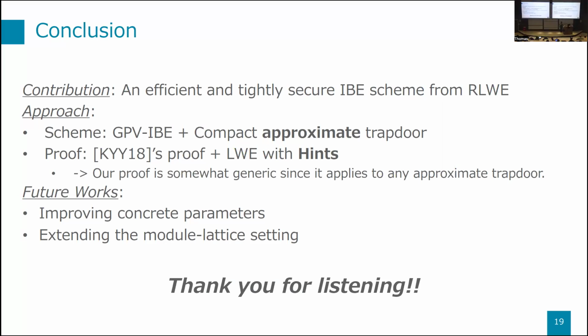So, sorry, I go to the conclusions. Our contribution is an efficient, tightly secure IBE scheme from ring LWE assumptions. The approach is simple, and our scheme is obtained by instantiating GPV IBE with compact approximate trapdoors. The proof is a combination of KYY's tight proof plus LWE with hints. Then our proof is somewhat generic since it applies to any approximate trapdoors. Thank you for listening.